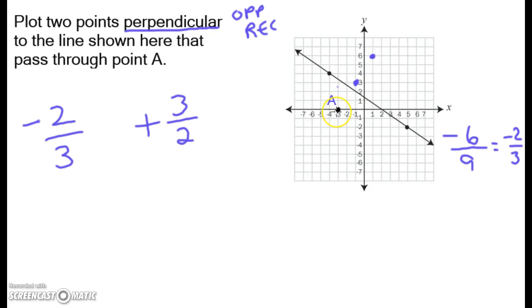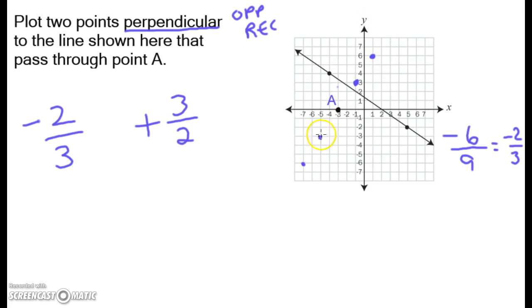Or you could have gone backwards. You could have gone down 3 and backwards 2, and that would have put you right here. Any of those points would be acceptable. I could keep going. Down 3, backwards 2, and get this point. I'd run out of graph if I went this way any further.